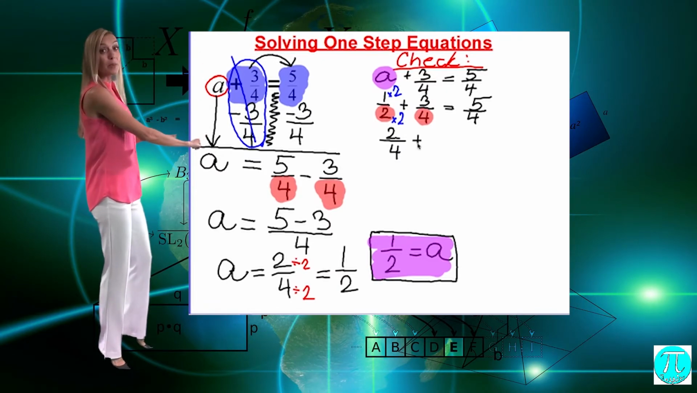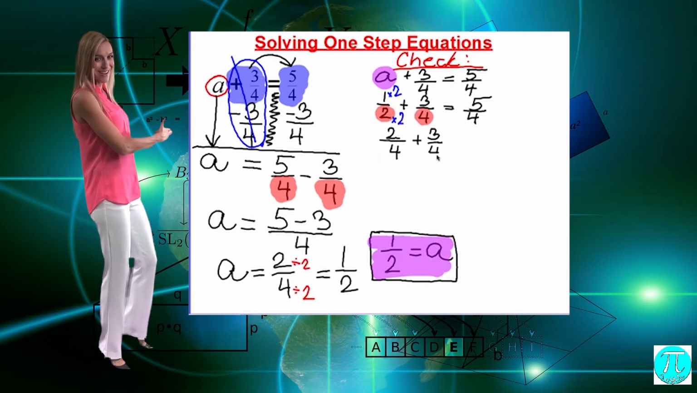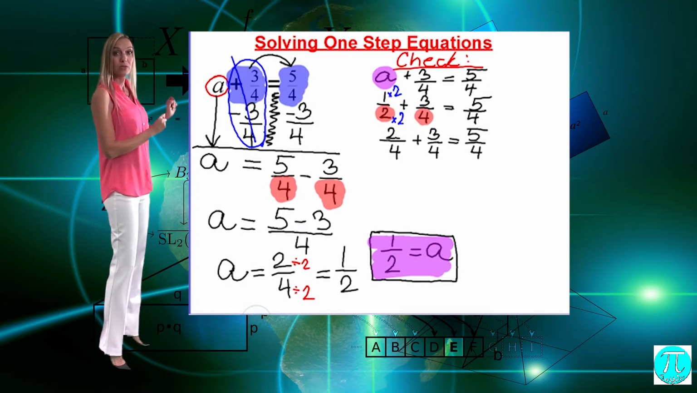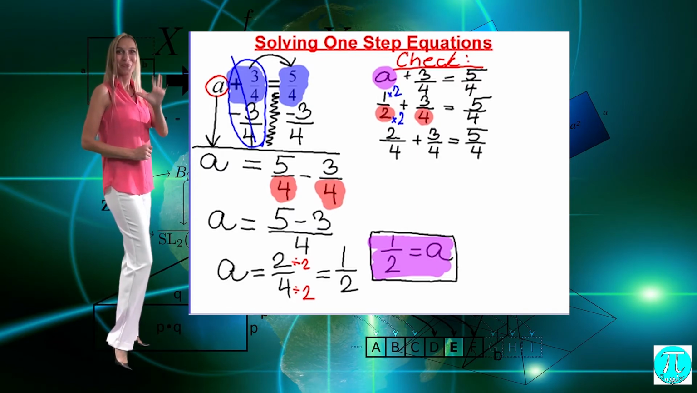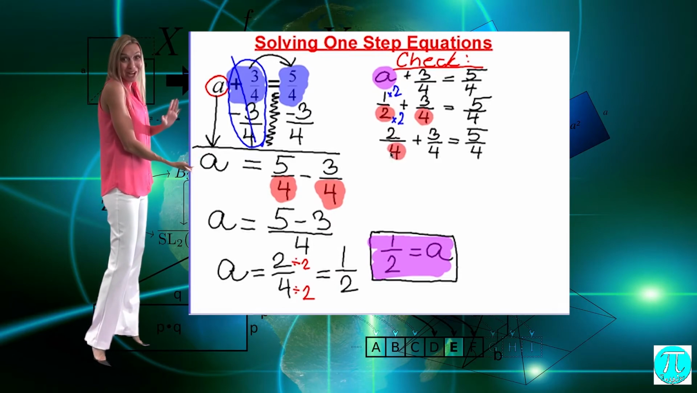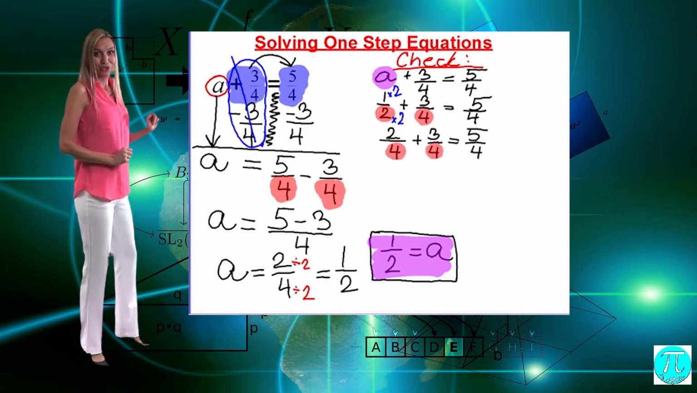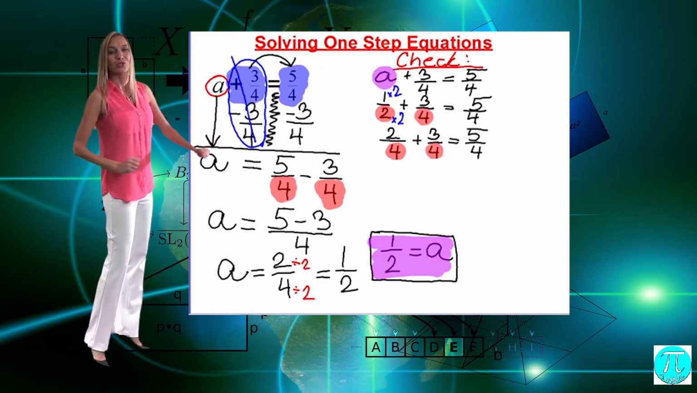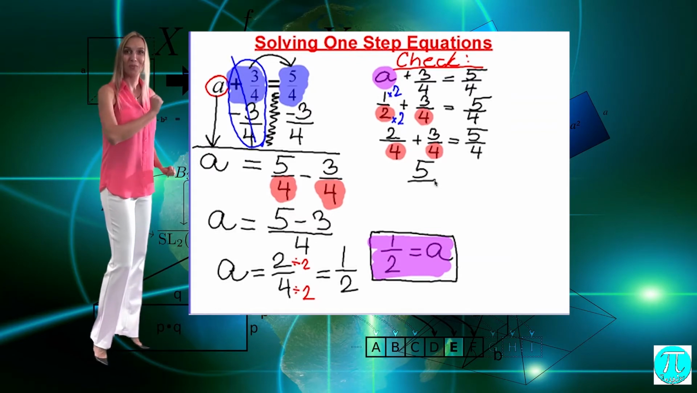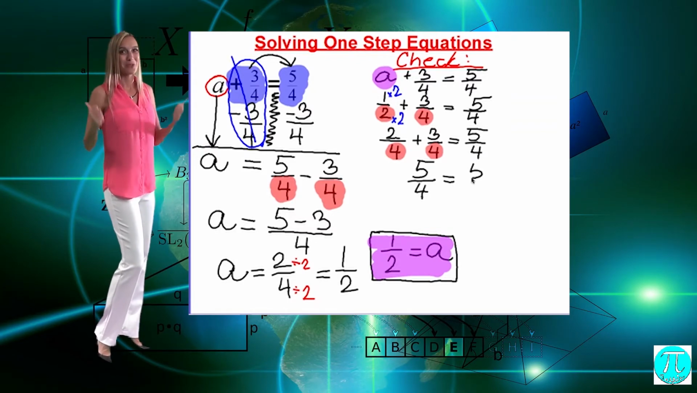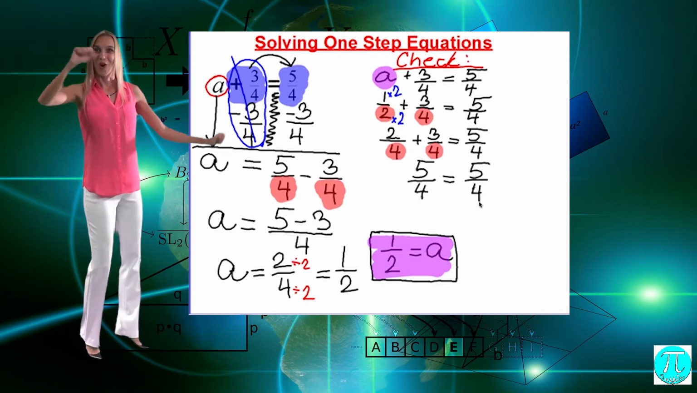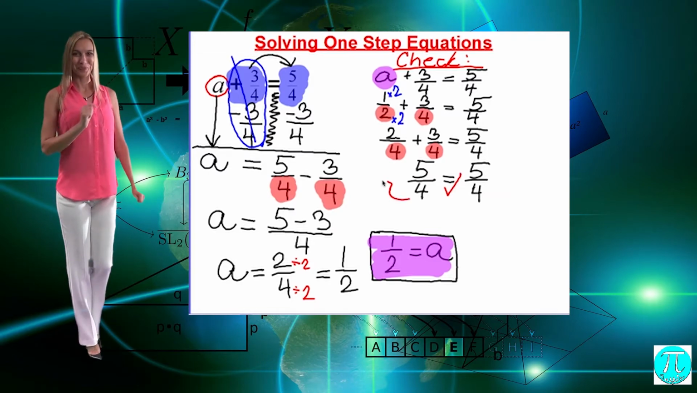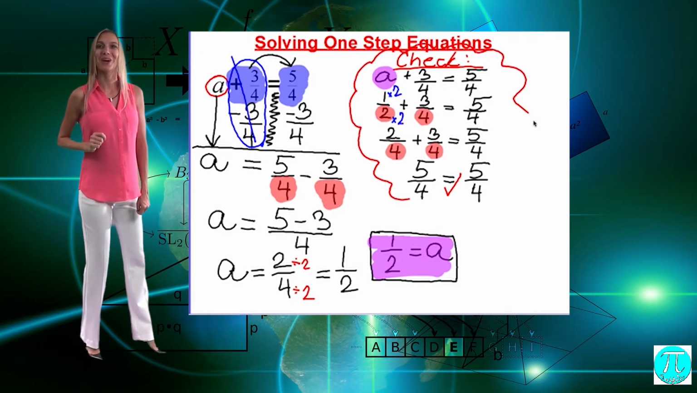Now we have a common denominator, both are 4 on the left-hand side, so we can add the numerators. And 2 plus 3 is 5. We have our denominator as 4. So if we do that, 5/4 does equal 5/4, right? So our solution to this problem checks. We solved it correctly. So we are winning so far when it comes to solving one-step equations. Now, let's see what we've got next.